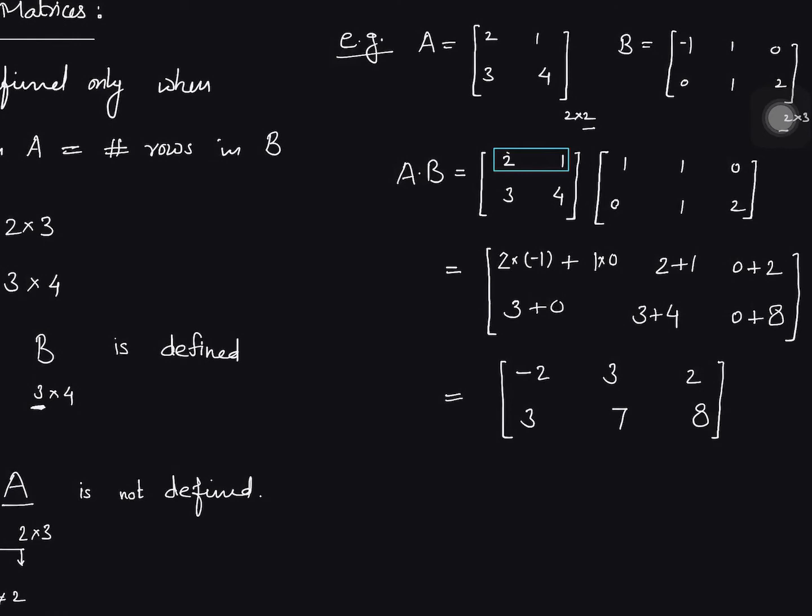There is one thing to note: the product AB is defined as this, while the product B dot A is not defined. Why? Because the order of B is 2 by 3, the order of A is 2 by 2, and their internal numbers are not the same.